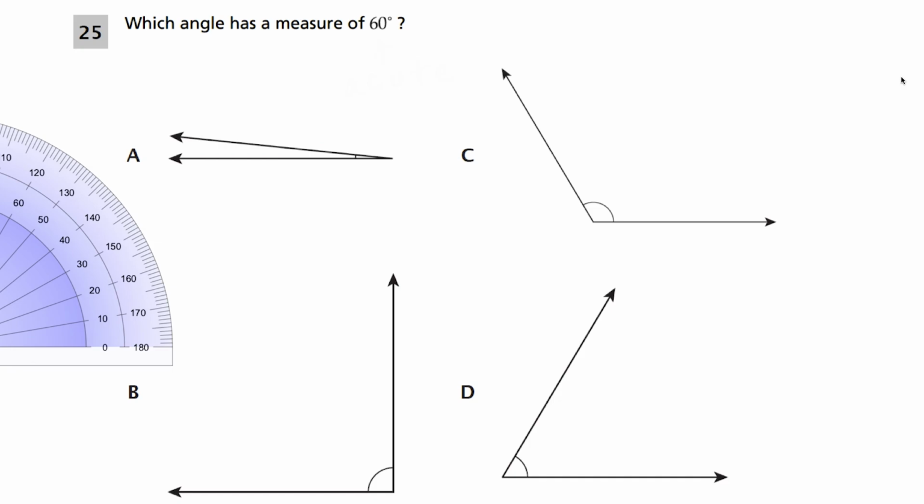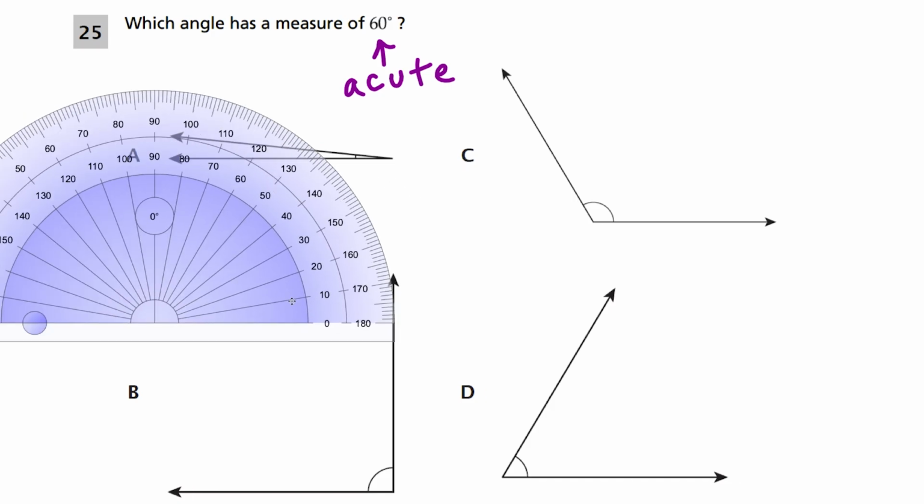Question 25, which angle has a measure of 60 degrees? And notice that 60 is less than 90. So that means we're looking for an acute angle. And remember, the acute angles are the small angles that are less than 90 degrees. So right away, I could see that choice B and choice C are out, that it's going to be either A or D. And now we could use a protractor here.